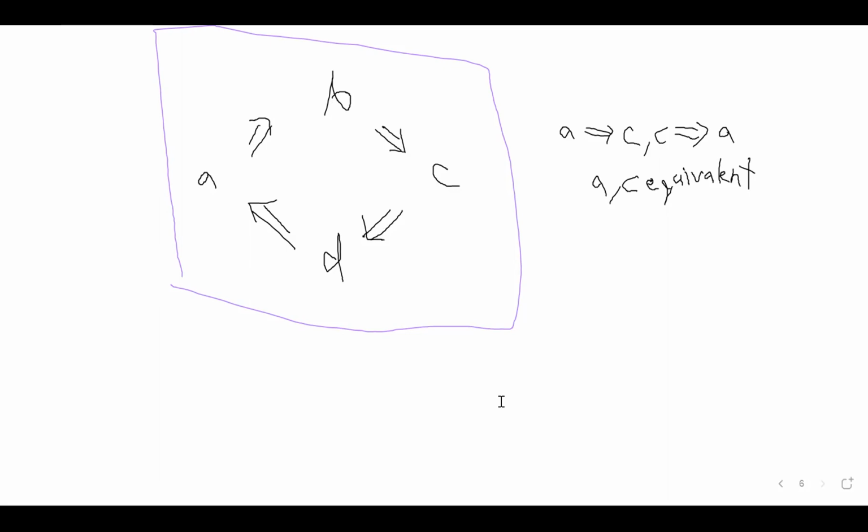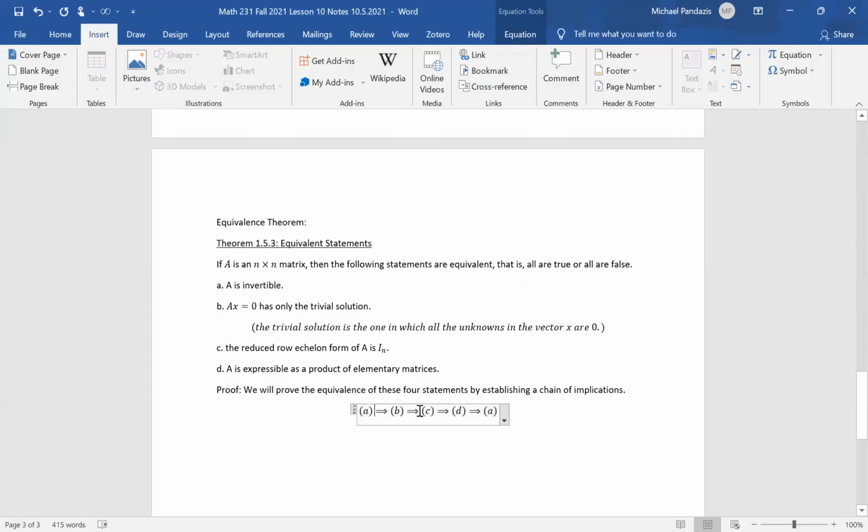Okay, so that's the goal. We want to show these. So it's really, every time you see an arrow, that's a separate statement to be proved. A implies B was the first arrow. The second arrow is B implies C. The third arrow is C implies D. And the fourth arrow is D implies A. So we have four things to prove, each of those four implications.